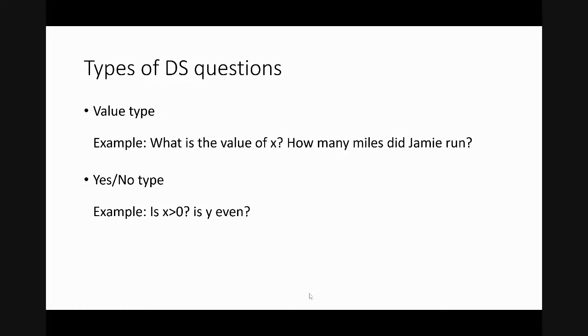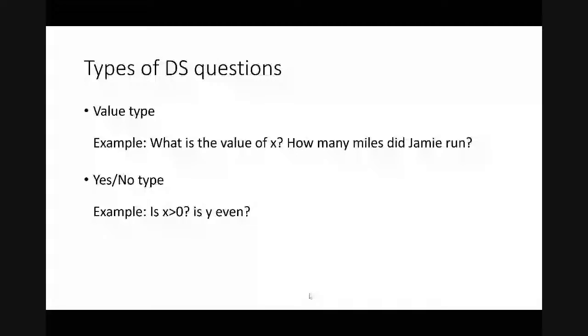The first type I'd like to call a value type question. So the data sufficiency question would end in something like this: What is the value of X? Or how many movies did Souvik watch last week? How many miles did Jamie run?